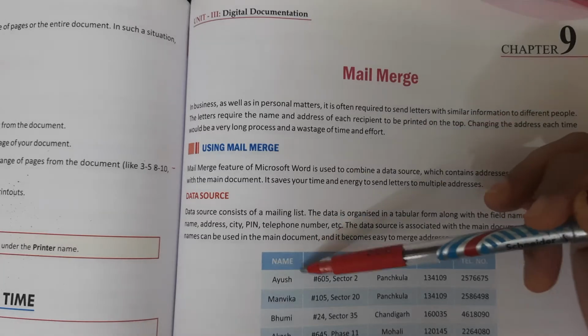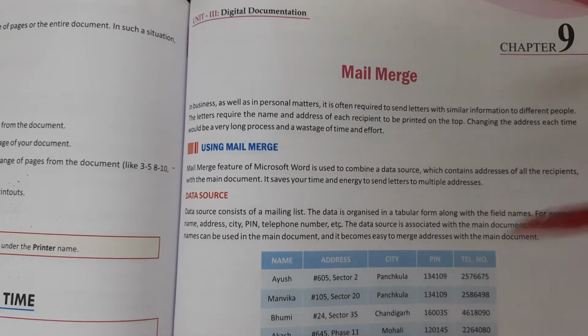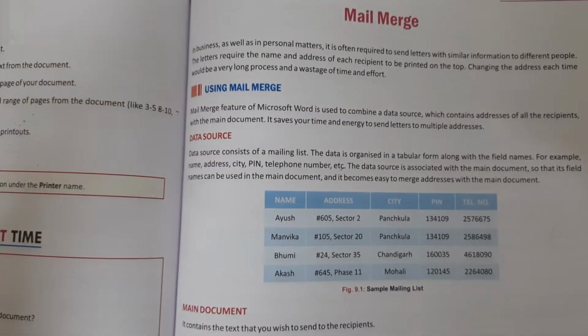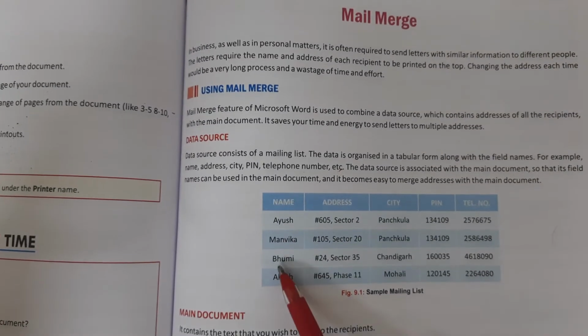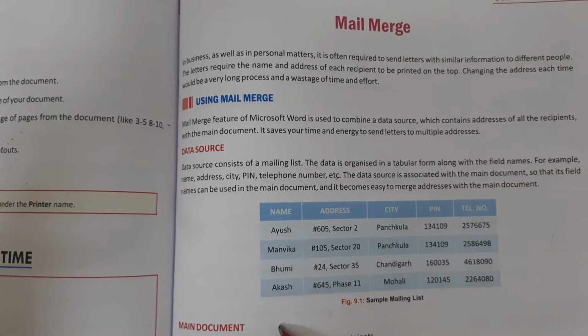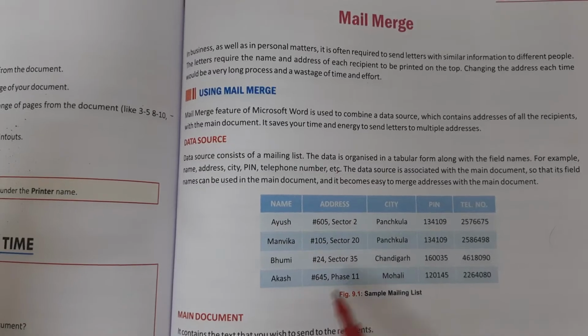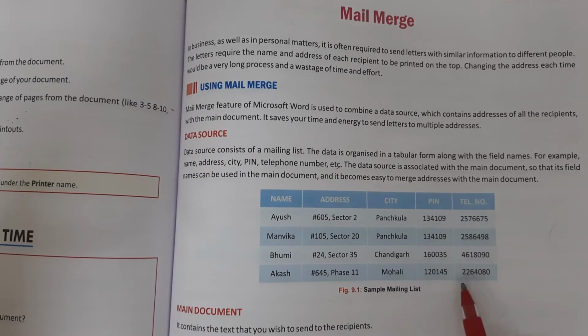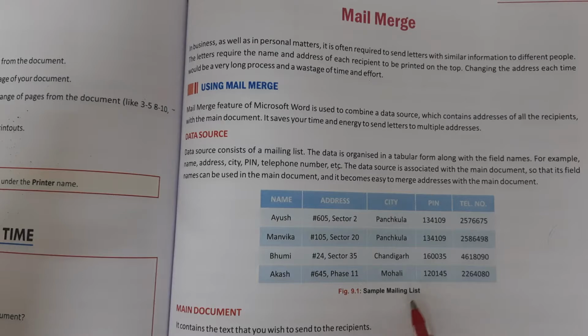Okay? So suppose this is the data sample of the mailing list, meaning this is the sample you want to use for the mail. Names are Ayush, Manvika, Bhumi and Akash. The address of all four is given. City, PIN code and telephone number are given. This is your data source.